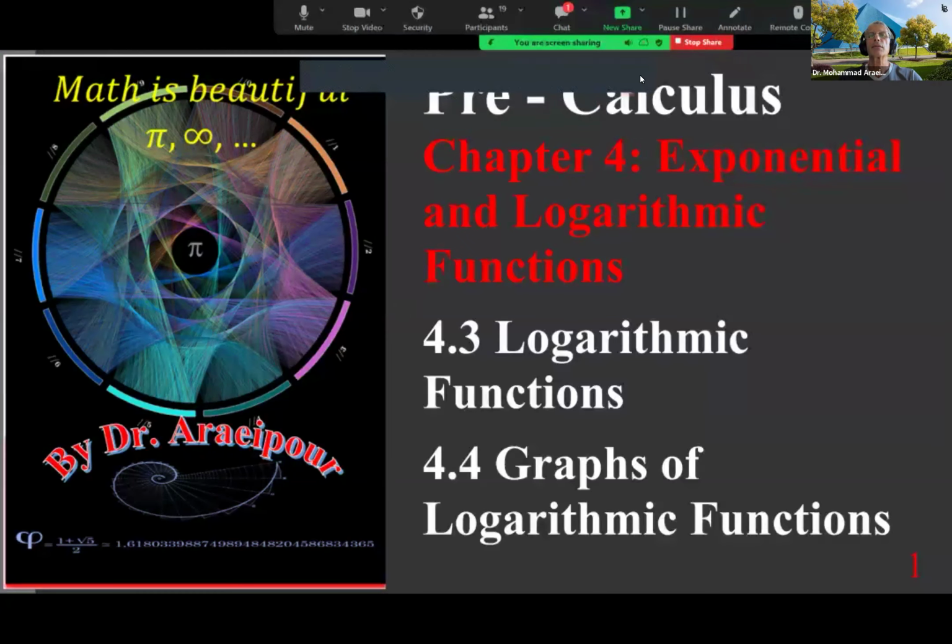Good afternoon, class. We are looking at chapter 4, exponential and logarithmic functions. Here's 4.3 logarithmic functions and 4.4 graphs of logarithmic functions.